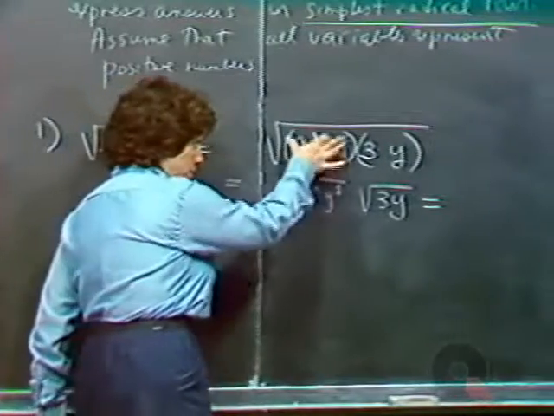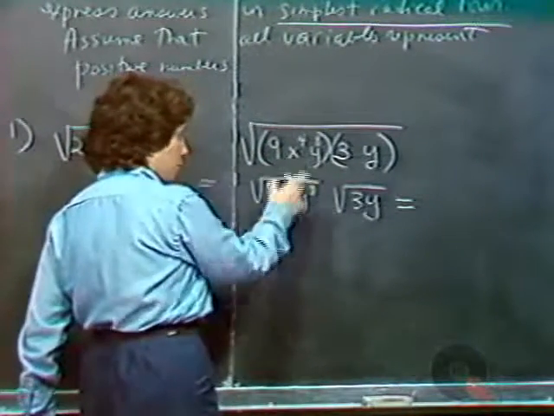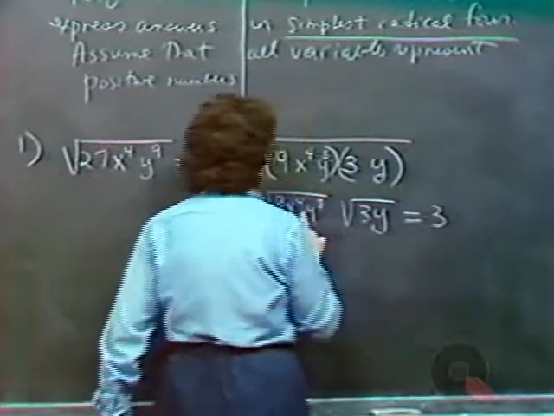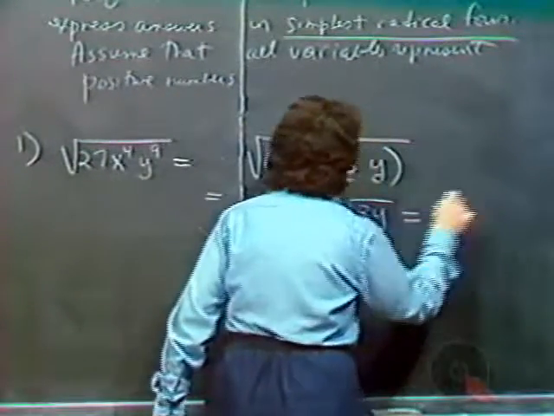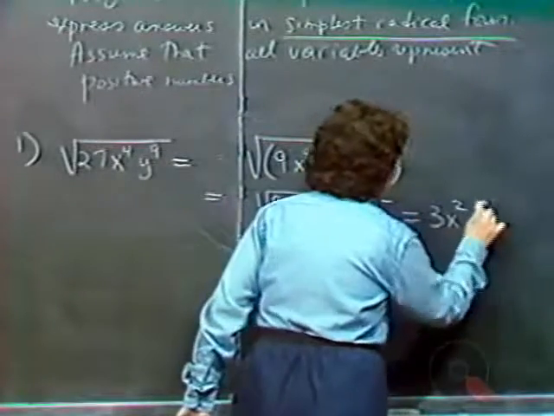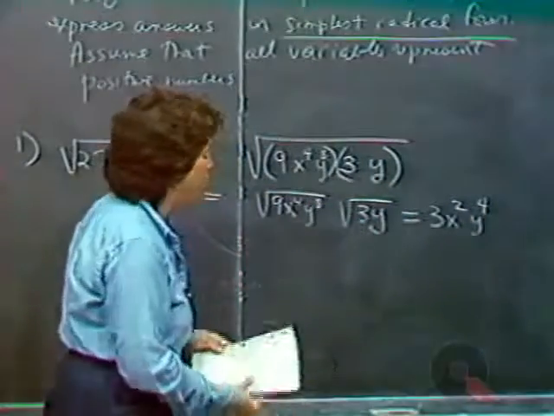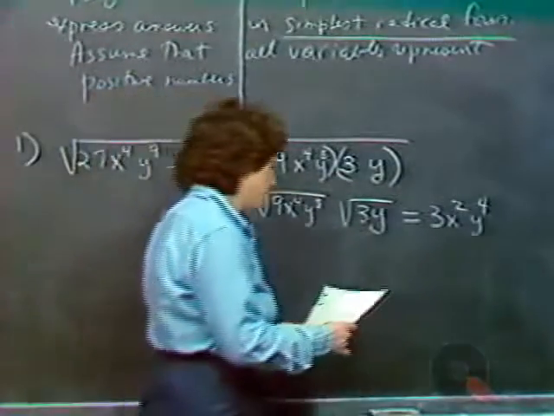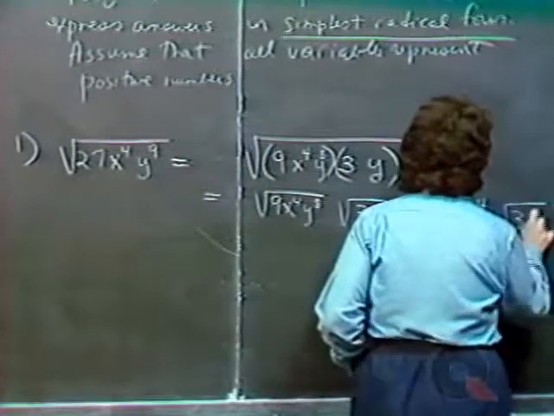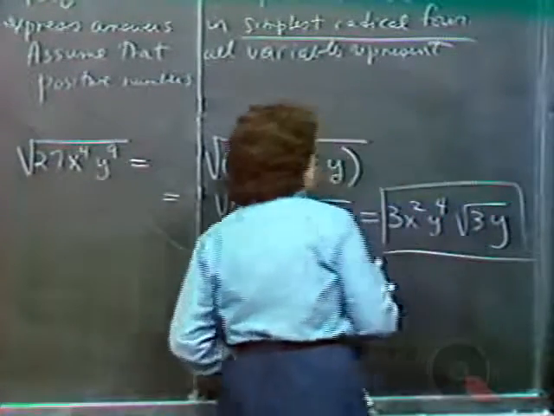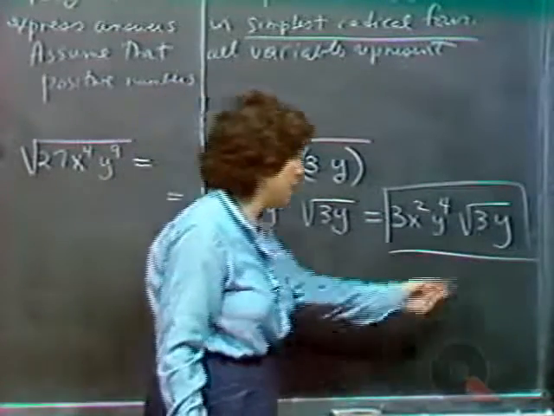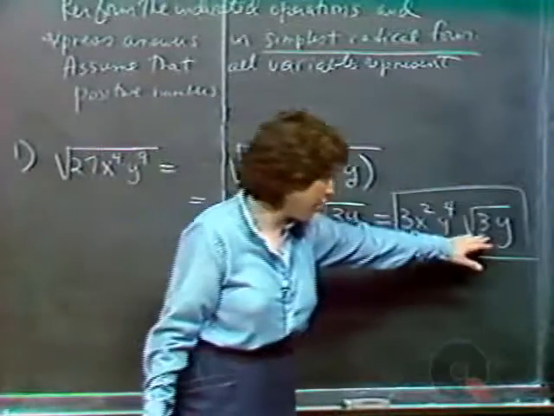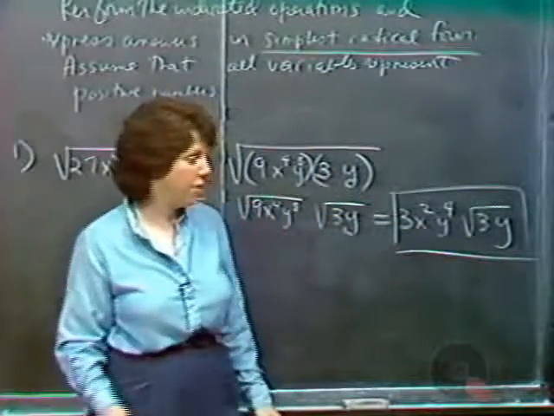Now, the first factor here was a perfect square, and therefore we will be able to write this without the radical sign. The square root of 9, that's 3. The square root of x to the 4th is x squared. The square root of y to the 8th is y to the 4th. We take the square root of the 9, and we halve the powers. So we have 3x squared y to the 4th times the square root of 3y. This is now in simplest radical form. We've taken out as much as we can from under the radical sign. There are no fractions under the radical sign, and of course no radicals in the denominator.